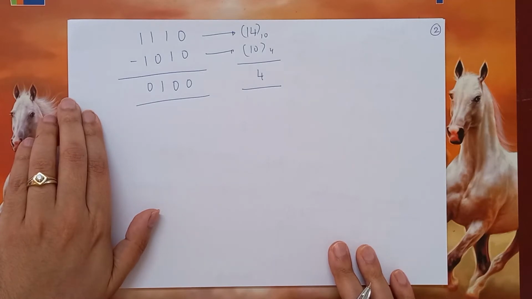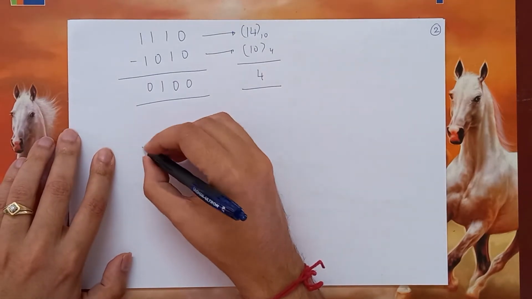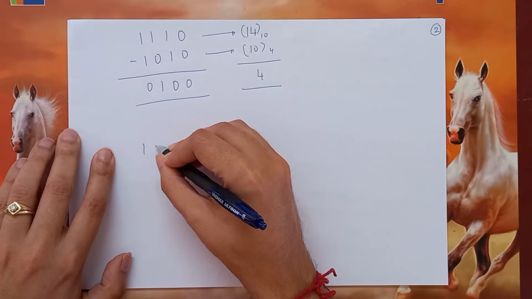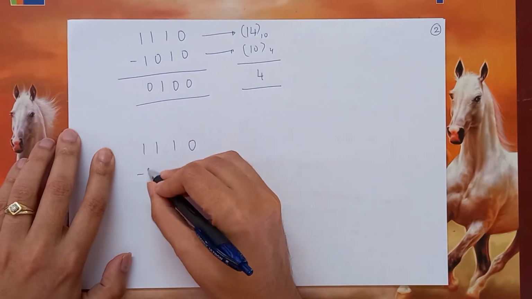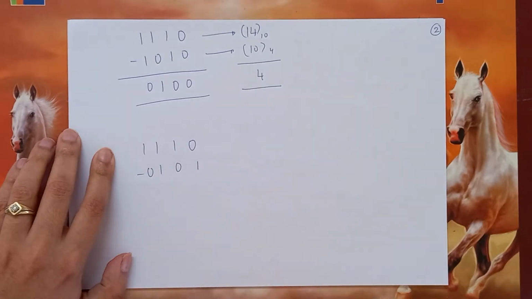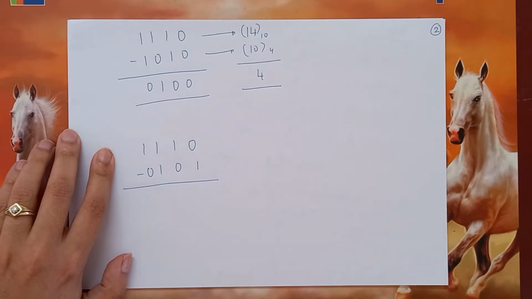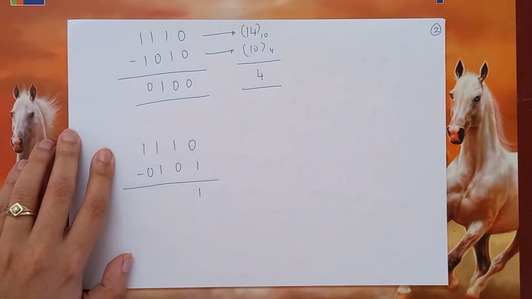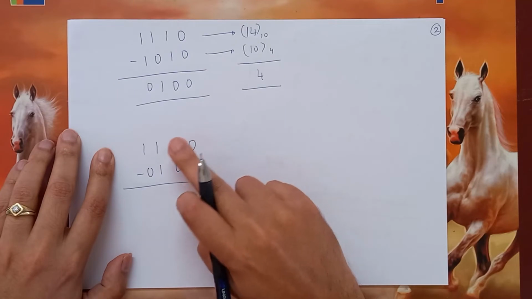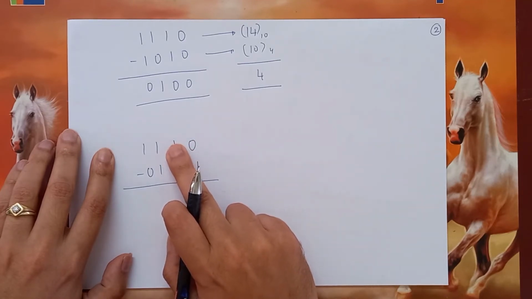Now let us try a very simple example with a borrow. Let us say I have 1, 1, 1, 0 minus 0, 1, 0, 1. Now we have a 0 minus 1 in the rightmost side. So 0 minus 1, the difference is 1. But I am doing this by taking a borrow of 1. Means from the next higher position of the first number, I am borrowing the 1.